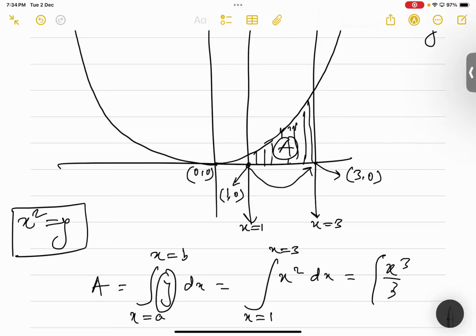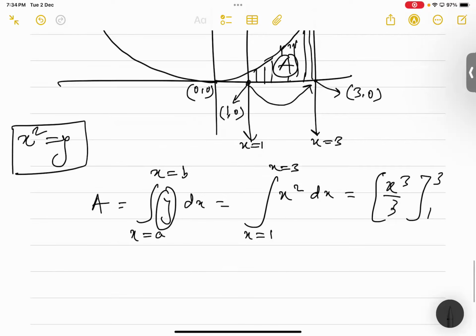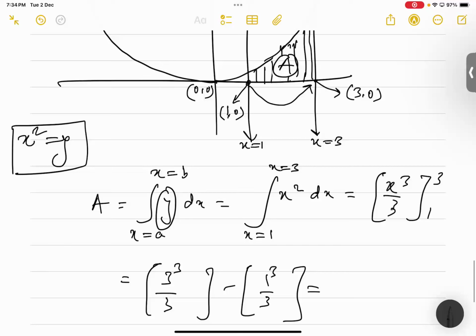Now this is relatively very simple. X cube by 3, from 1 to 3. Now it is box minus box: 3 cube by 3 minus 1 cube by 3. 27 by 3, that is 9, minus 1 by 3. 26 by 3 square units.